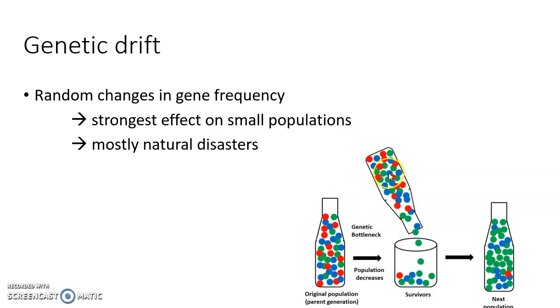This image kind of shows what's happening. We have one red and a whole bunch of blues and greens coming out of this bottle. So this is after it's gone through a genetic bottleneck and the population is decreasing. Then in the next population, we only have one red again, a whole bunch of greens and fewer blues.